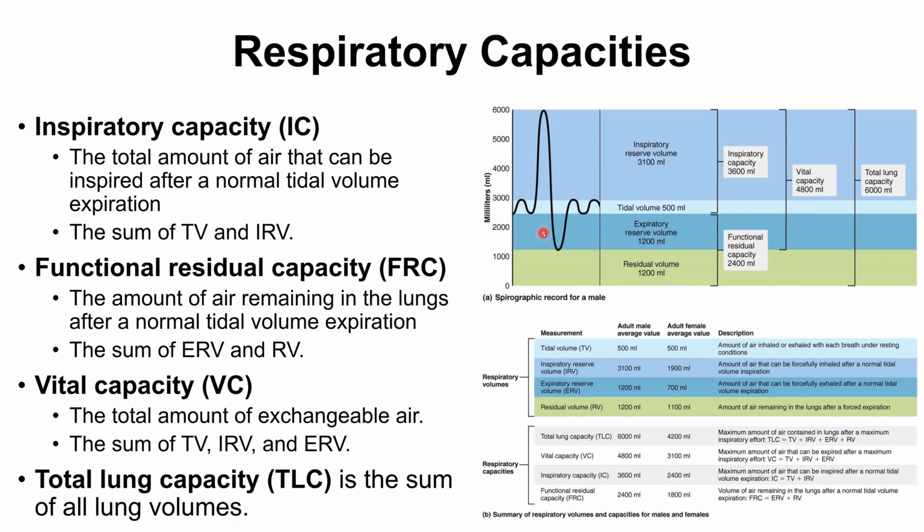And then finally, the total lung capacity is the sum of all 4 lung volumes that we discussed. So the inspiratory reserve plus the tidal plus expiratory reserve plus residual. All of those things added together gives you the total lung capacity. Okay.